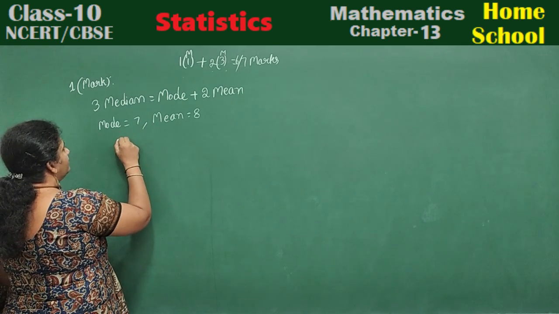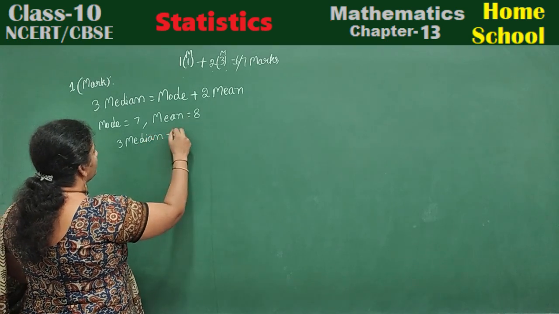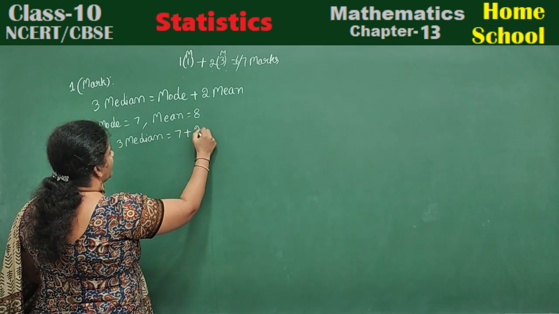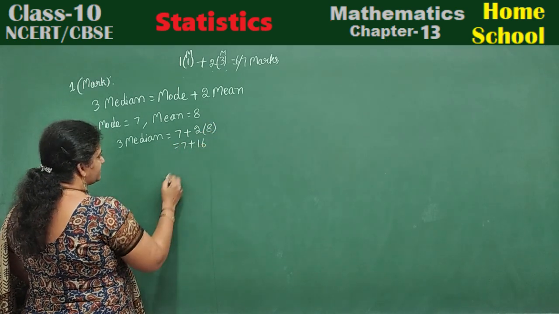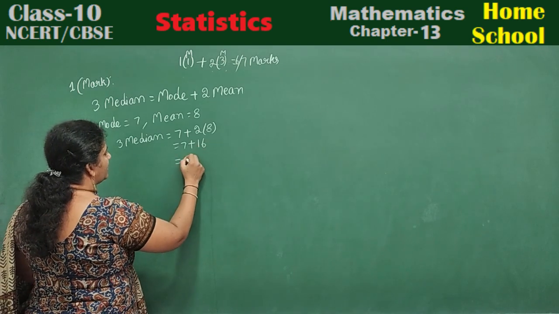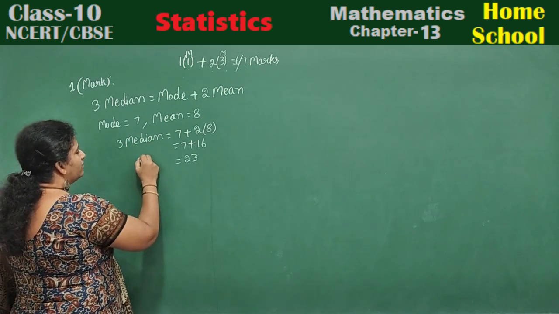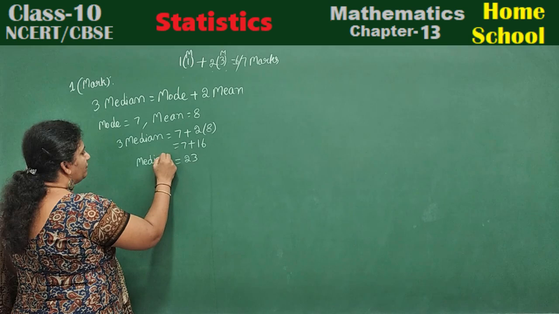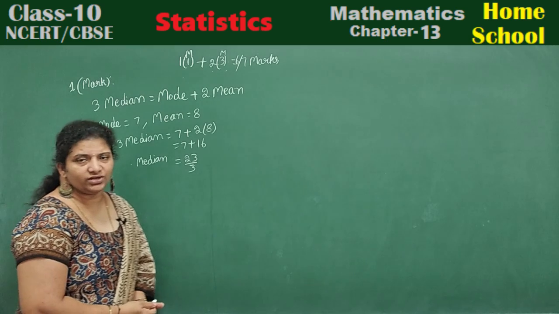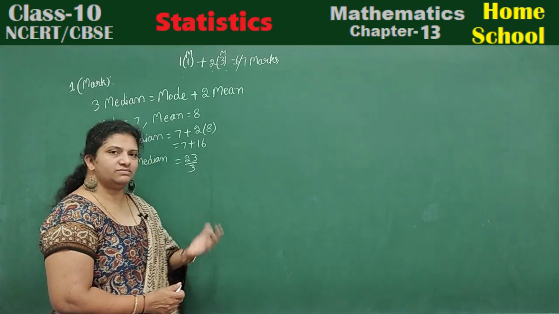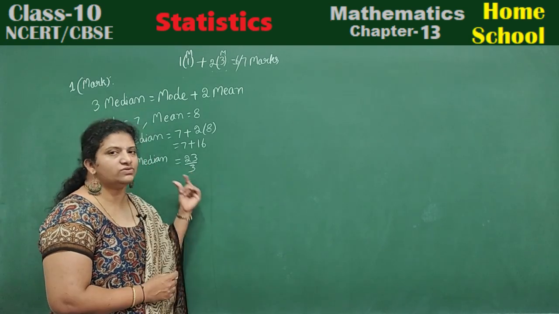Let us calculate here. 3 median is equal to, substitute mode and mean value, 7 plus 2 into 8. 7 plus 8 twos are 16. 16 plus 7, it will be 23. And here 3 median. Median is equal to, 3 is a multiple, send other side. That will be 23 by 3 is your answer. Okay, if decimal given, you can take decimal from your options. If 23 by 3 given, you select the option.